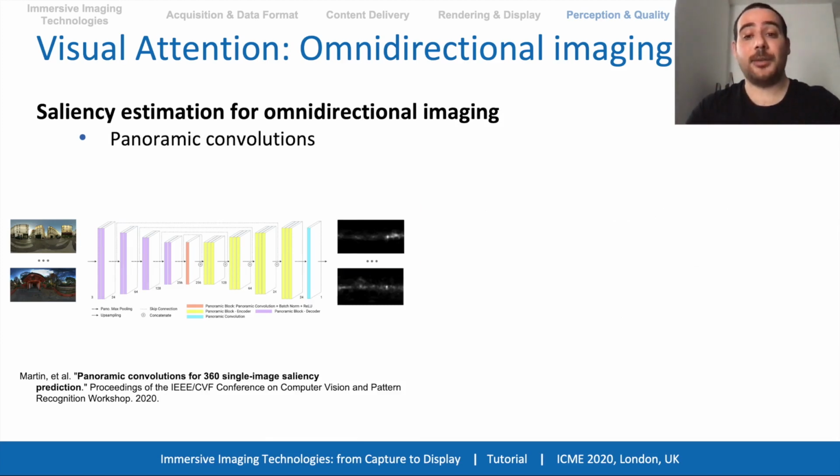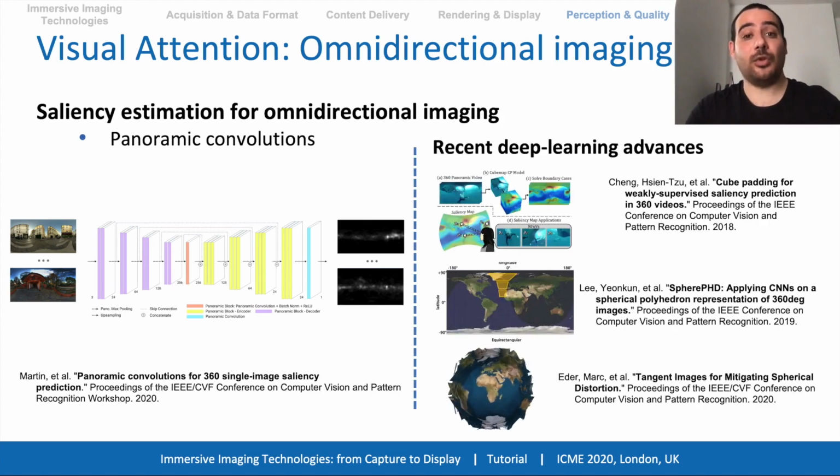There are more recent attempts at visual saliency estimation for omnidirectional imaging. The current focus in this area has changed from obtaining undistorted patches with CubeMap for modeling to new convolutional neural networks that consider the distortion of 360-degree video input images. There are techniques that focus on the pixel distortions in deep learning, such as panoramic convolutions, cube padding, spherical CNN, and estimating tangent images.